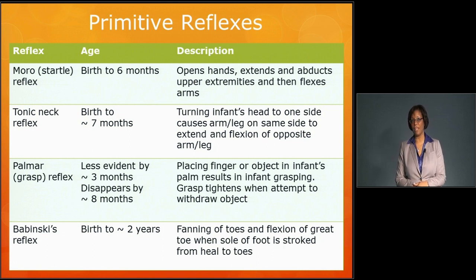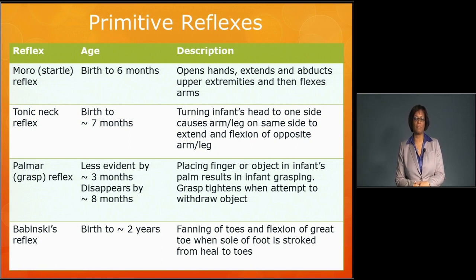The tonic neck reflex, also present at birth, goes away at about 6 to 7 months of age. Whatever side the infant's head is turned to, they're going to extend that arm and bend that leg. And this is actually also called the fencing reflex, because that's the position that they look like they're in, like they're actually fencing. The palmar or grasp reflex, again, very evident early on. If you place a finger in their hand, they will naturally curl their hand around and tighten their hand around when you attempt to withdraw, and that will disappear at about 8 months of age.